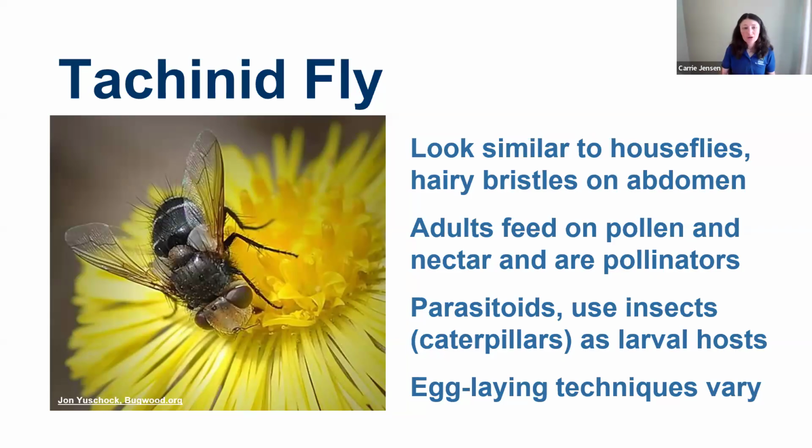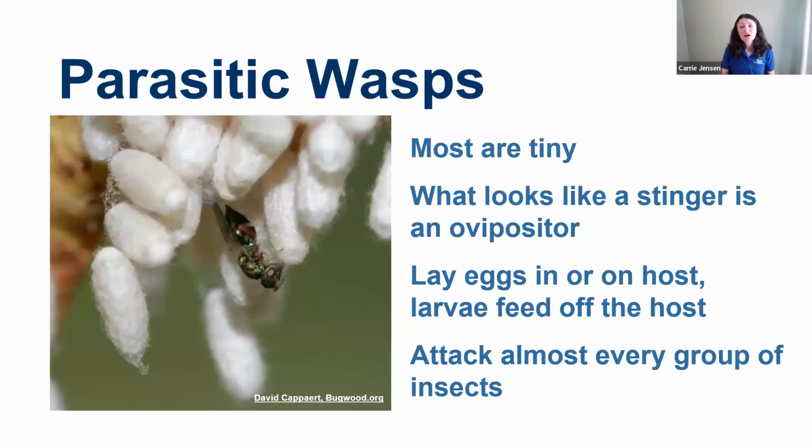We'll talk some more about some other parasitoids. There are a lot of parasitic wasps. They're very tiny usually, so they're kind of like these unsung heroes in the garden that you never see because they're so tiny. And instead of having a stinger, they have an ovipositor, where they lay eggs into a host, and then their larvae feed on that host from the inside out usually. And they attack all kinds of different insects.